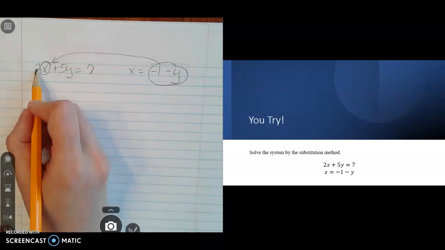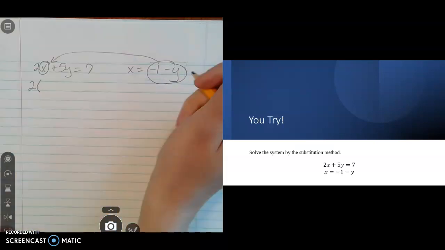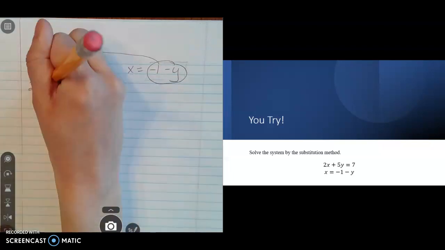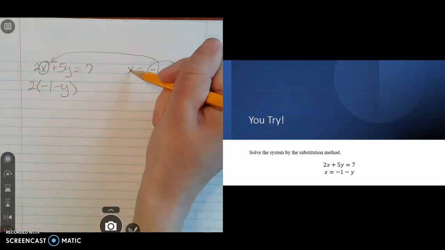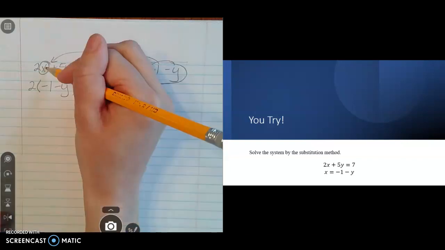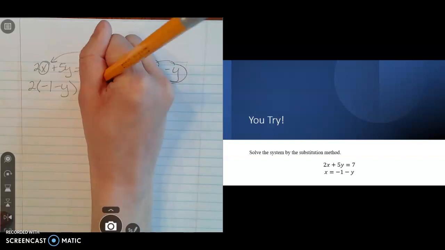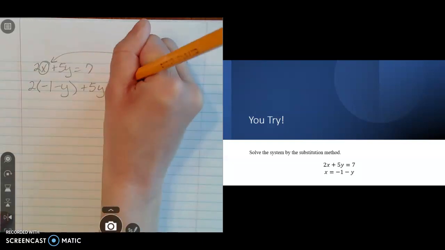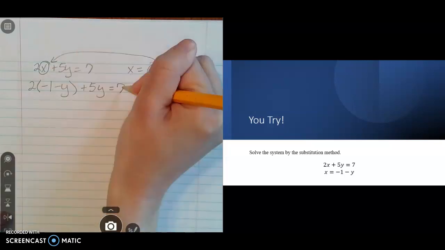Okay? So we're going to have a 2. And then I'm just going to put this in parentheses so it stays together as a group. The negative 1 minus y is what we're putting in, because it's equal to x, so that's why we can put it in there for an x. The rest of it stays the same. We're still going to have a plus 5y, and it's still going to equal 7. So the rest of the equation was identical, okay?